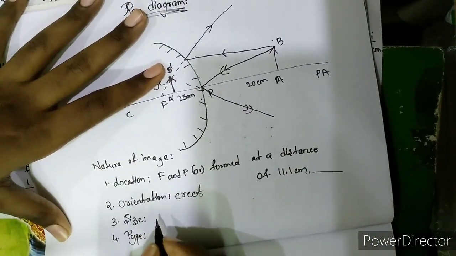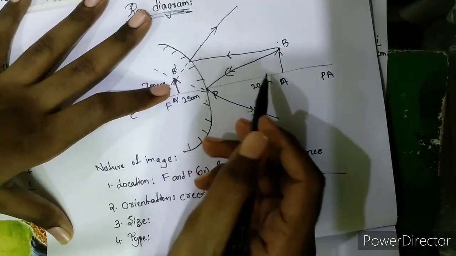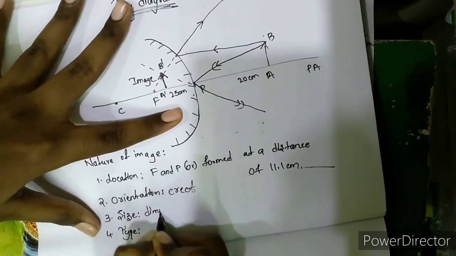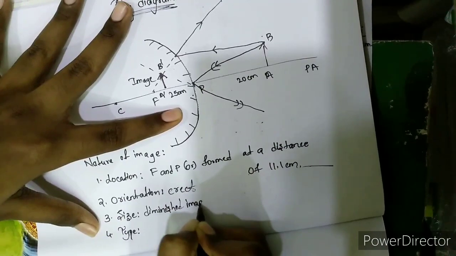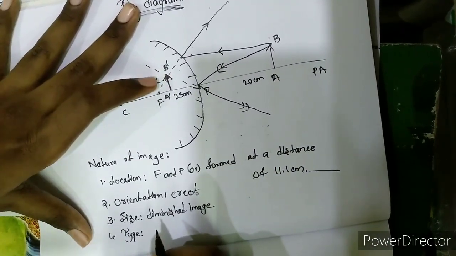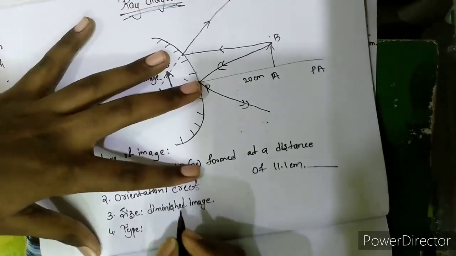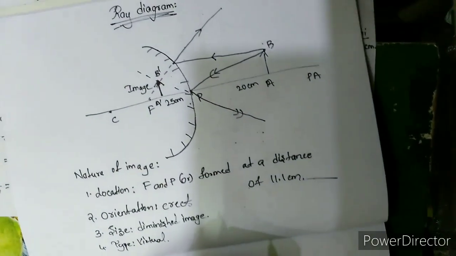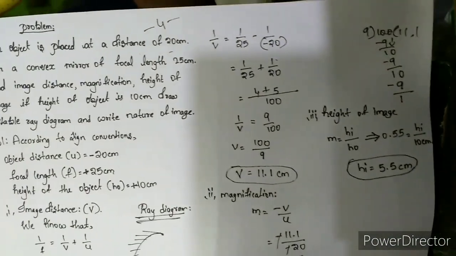Next, size. The size of the image is less than the size of the object, so we can write it as a diminished image. Next, type. Type means we have to write whether the image is virtual or real. Here we can see that the image is virtual, so we write that a virtual image is formed. Now we have completed the problem. This is the process of solving a problem in physics.